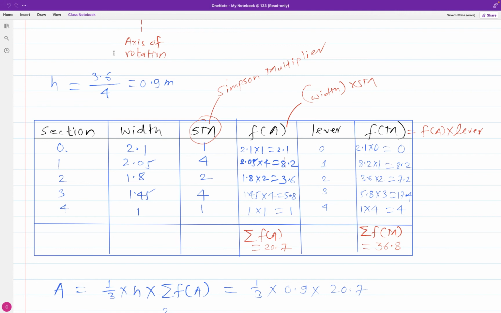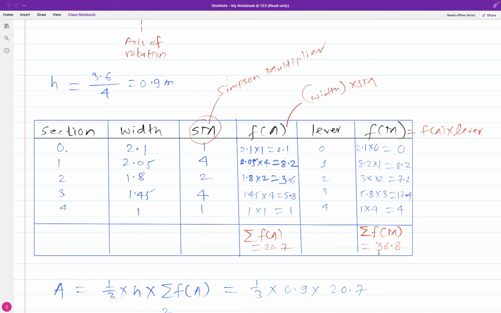Because this drawing will explain it to you. This table: you got the meaning of h, the meaning of f of a, the meaning of lever. How we got the lever? Here basically 0h, 1h, 2h, 3h, 4h. But to make the thing simple, here we are not considering that h.